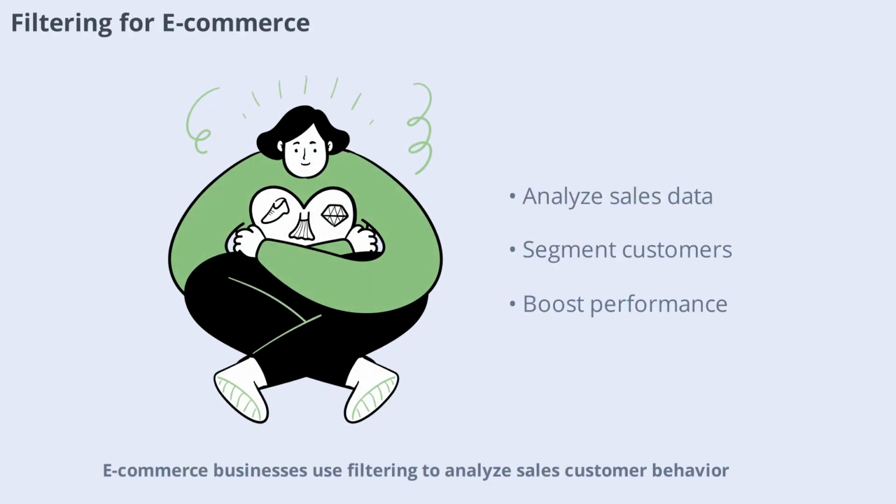E-commerce businesses use filtering to analyze sales, customer behavior, and product performance. By segmenting data, they can optimize marketing, improve inventory, and boost sales.